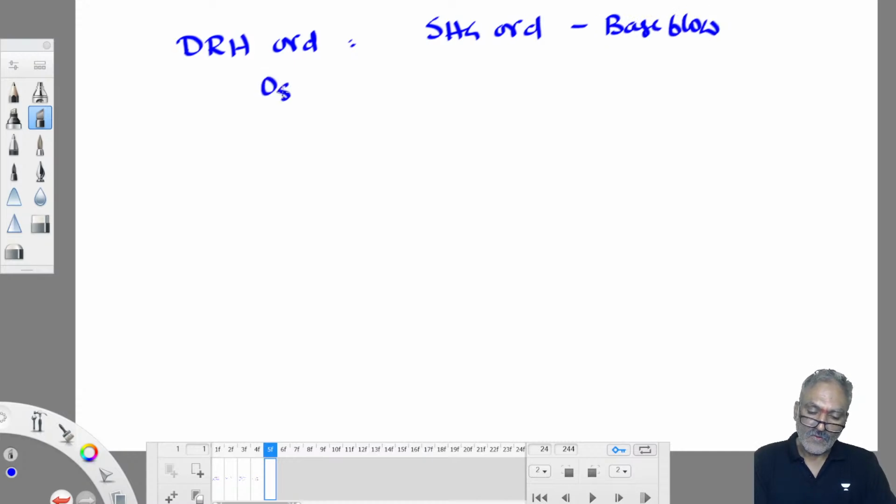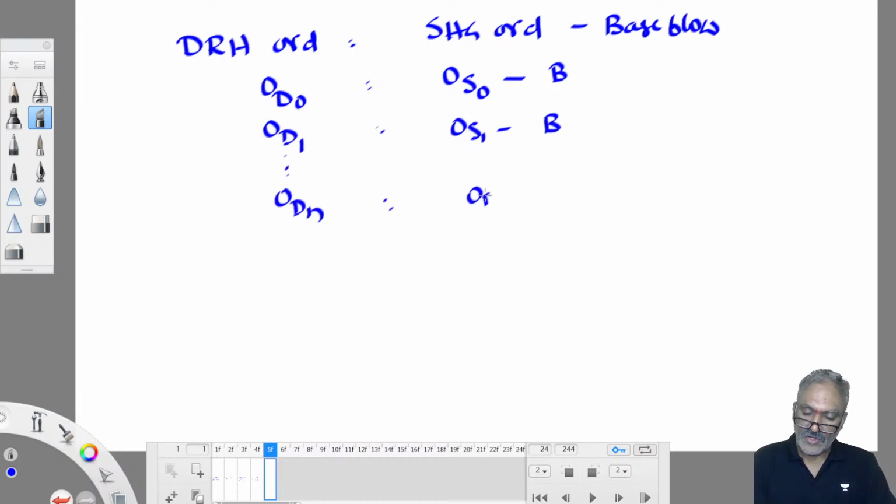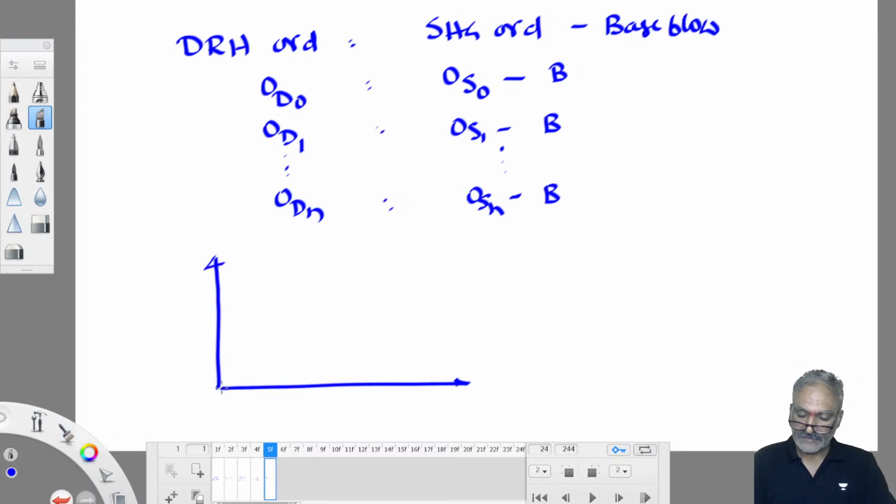So therefore OD0, the ordinate of the direct runoff hydrograph at time T0, is equal to the ordinate of the storm hydrograph at time T0 minus the base flow. OD1 is equal to OS1 minus base flow. Like that, n ordinates we can derive, up to OSN minus base flow. This is how we can derive the ordinates. So we got one direct runoff hydrograph.